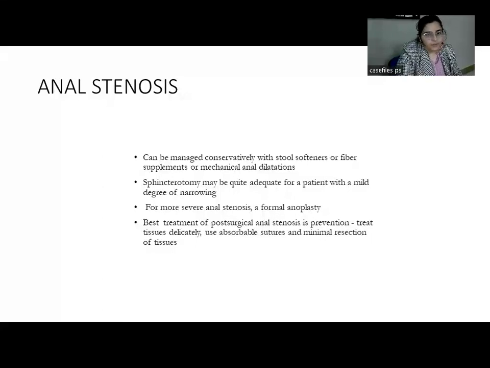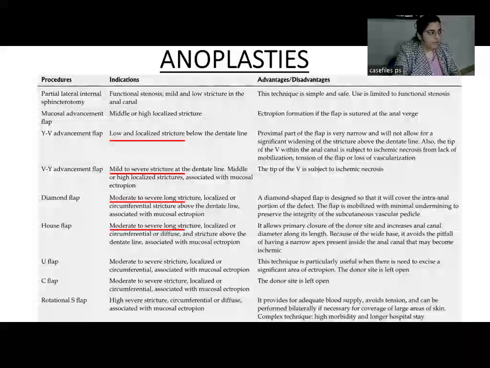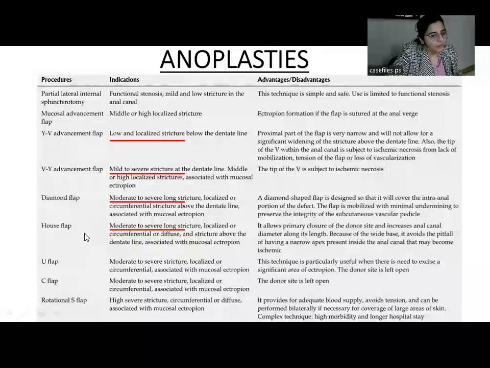However, the best treatment for post-surgical anal stenosis is the prevention of the stenosis itself. So we have to treat the tissues delicately intraoperatively, use absorbable sutures, and try to do minimal resection of the tissues so that there's no stenosis per se. A variety of anoplasties have been described in literature. The most common ones which we practice are the VY advancement flap and cutback anoplasties in low ARMs initially. Other anoplasties which have been described include diamond flap, house flap, U-shaped, and C-shaped anoplasties.